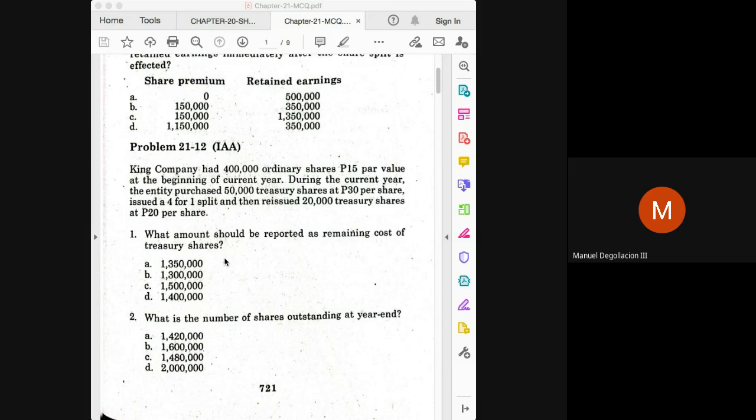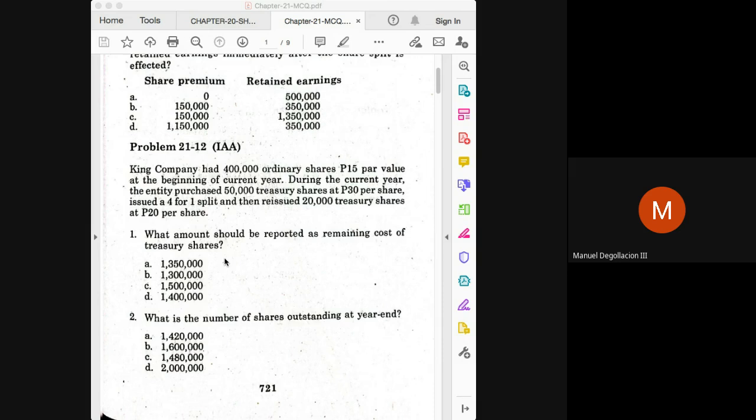The simplest way to understand this is to take the word outstanding very literally. Outstanding meaning standing outside, those that are still outside the entity. So the moment you issue the shares, these shares become outstanding. But the moment you reacquire previously issued shares, then they will no longer be outstanding.